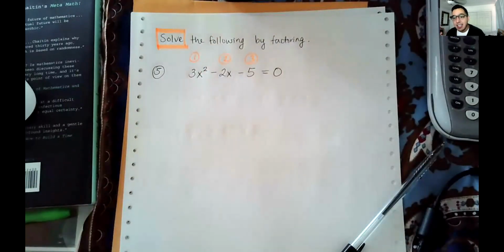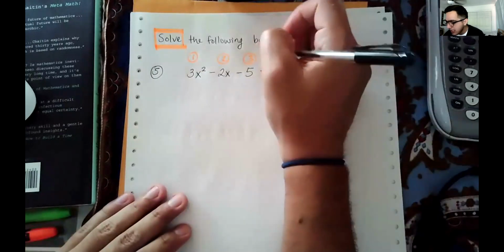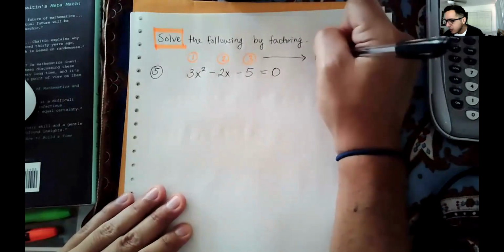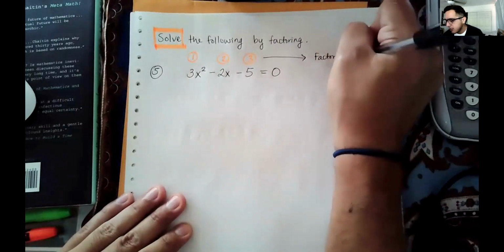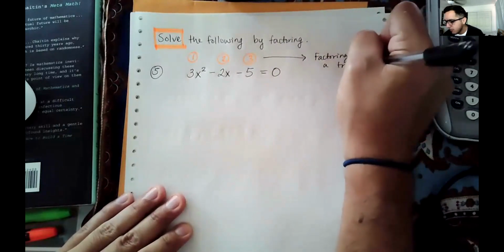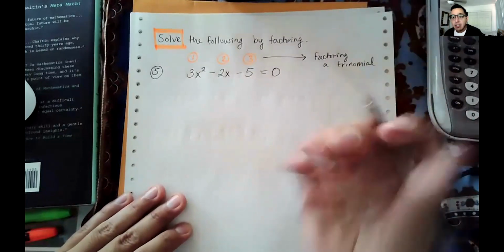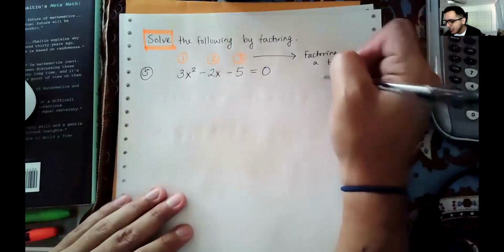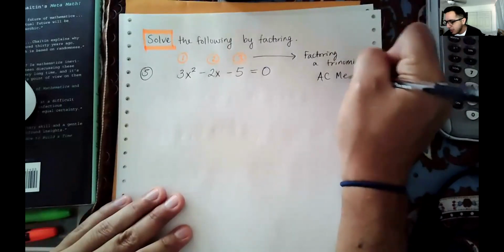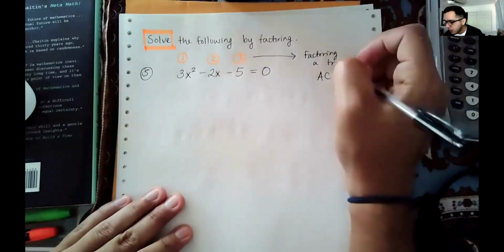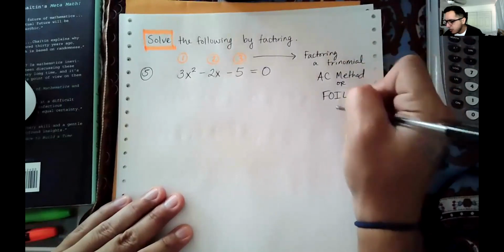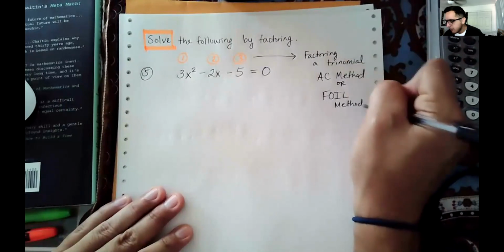And what I try to get my students to realize is that when you have 3 terms, you are factoring a trinomial. And the way we factor a trinomial is, well, the way that I discussed on Thursday was using the AC method. But if you're more comfortable with the FOIL method, you could use the FOIL method as well.